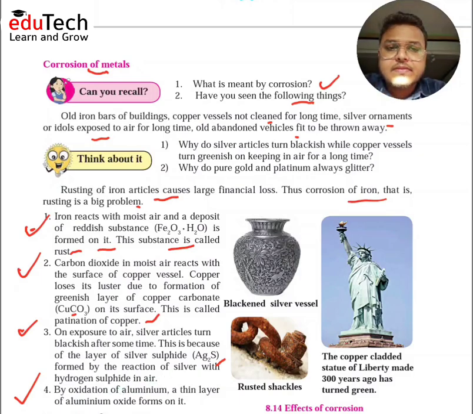Now the fourth one: by oxidation of aluminium, a thin layer of aluminium oxide forms on it. So this was rusting of aluminium.